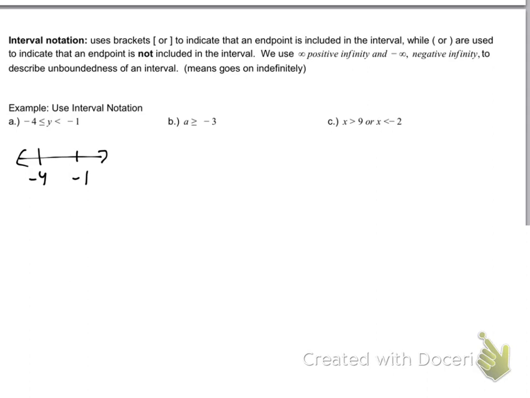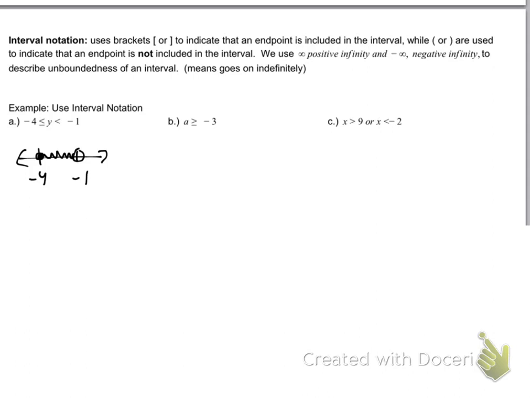Closed at negative 4 and open at negative 1, yeah? And then I'd shade the middle. Check a point, check 0. Does 0 make that true? Yeah, so shade in the middle. That's what I'm going to see, because that's what the inequality is.